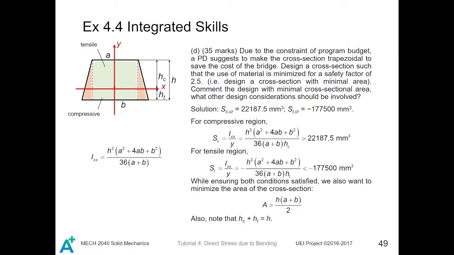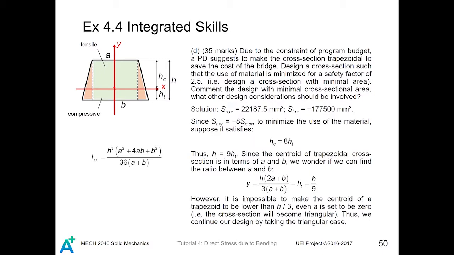Now, we have to satisfy both conditions. We also want to minimize the area of the cross-section. Besides, according to this diagram, we know that HC plus HT equals H. That is, the height of the compressive region plus the height of the tensile region equals the height of the entire trapezoid. Since the critical section modulus required in the tensile and the compressive regions are related by the 8 times relationship, to minimize the use of the material, suppose for this trapezoid it satisfies HC equals 8HT, that is, the height of the compressive region is 8 times that of the tensile region.